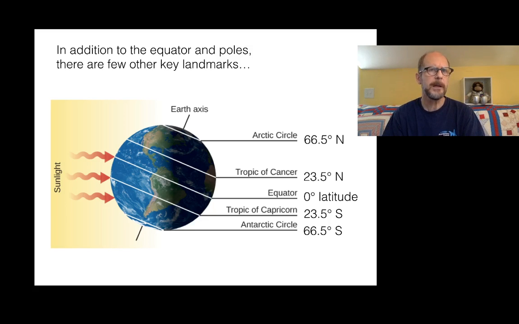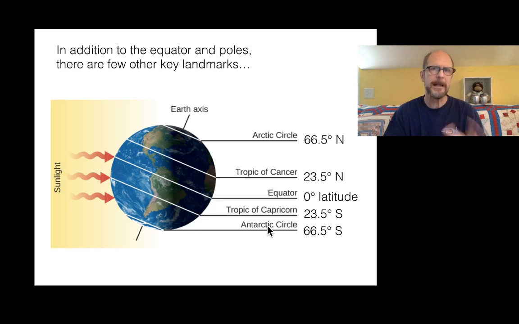Now, there are a few other landmarks that you should know about that are key in astronomy, more so than the Chick-fil-A location. We've, of course, talked about the equator. By definition, the equator is 0 degrees latitude. The North Pole is 90 degrees north latitude. The South Pole is 90 degrees south latitude. But then there are the tropics and the Arctic and Antarctic Circles. The reason for them has to do with the tilt of the Earth. That's a separate topic, separate video, separate discussion about the seasons.